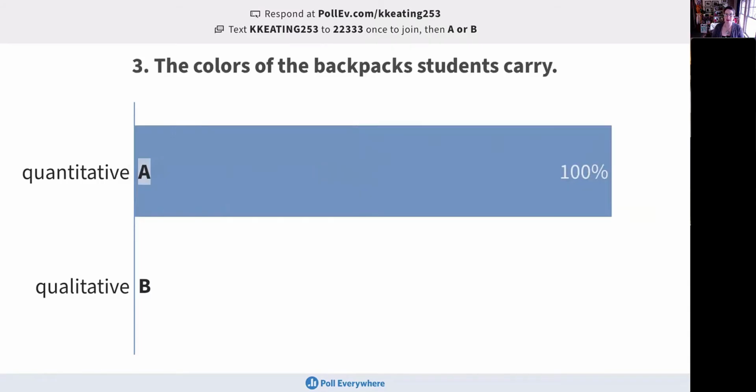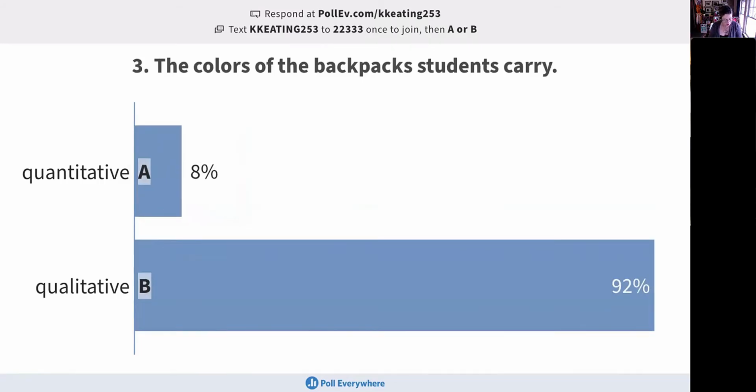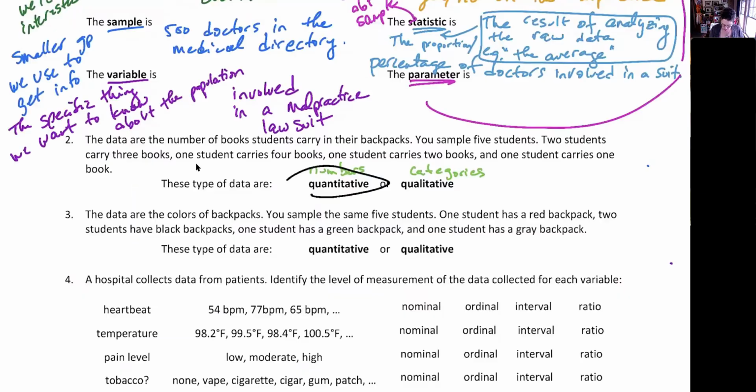The colors of the backpack students carry. One was red, one black, one green, one gray. Is that quantitative or qualitative? So ask yourself, is it a number that they're looking at, or is it a category? One student had a red backpack, 2 had black backpacks, 1 had a green. Those are categories. Colors are categories. So this one is actually qualitative, because these are categories: gray, red, black.